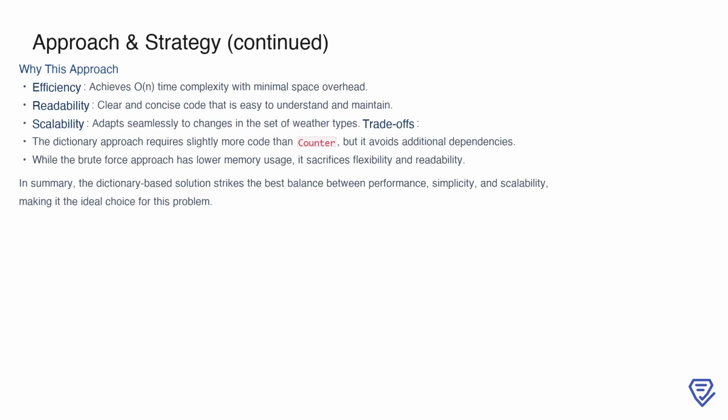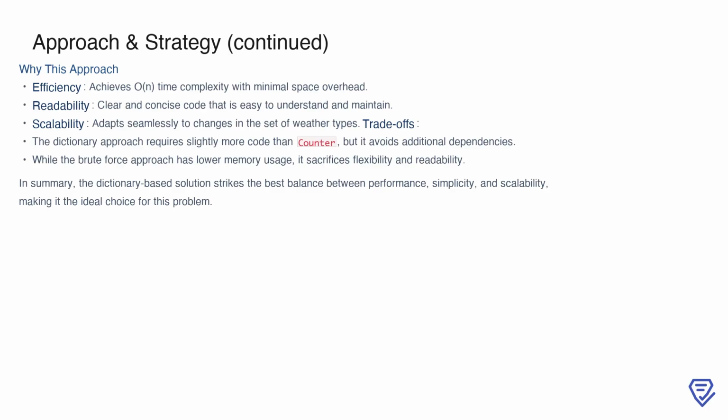The dictionary-based approach stands out as the ideal solution for several reasons. In terms of efficiency, it achieves O(n) time complexity while keeping space usage minimal. Its readability ensures that the code is clear and easy to understand, even for those who might be new to the problem. Additionally, it is highly scalable, adapting seamlessly to changes in the set of weather types without requiring manual adjustments. Of course, there are trade-offs to consider.